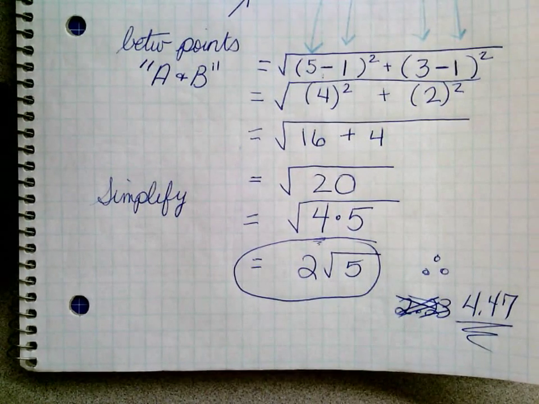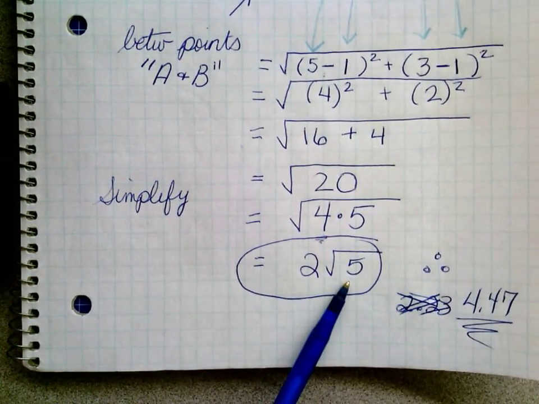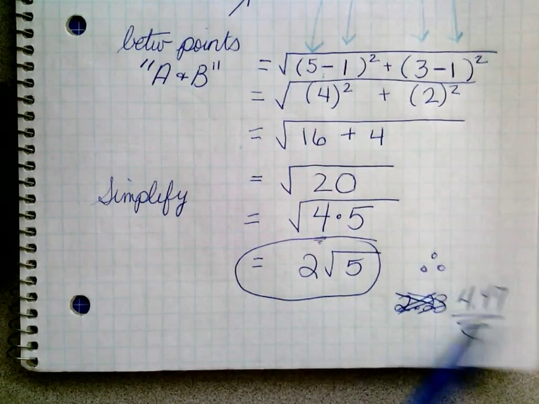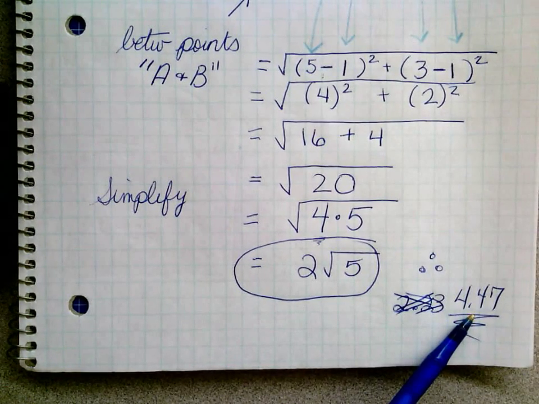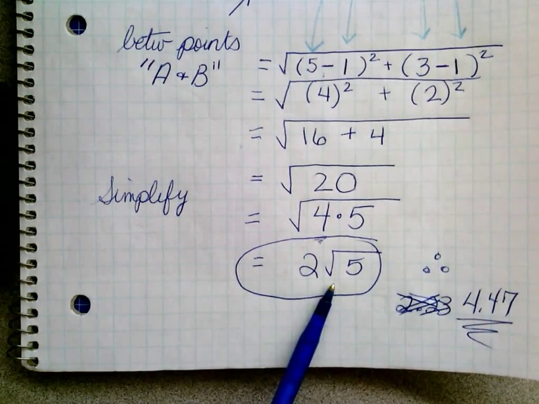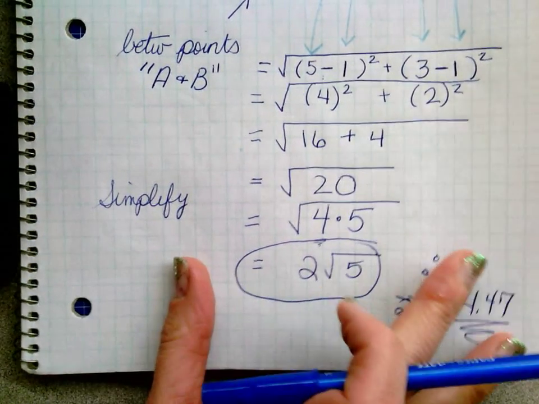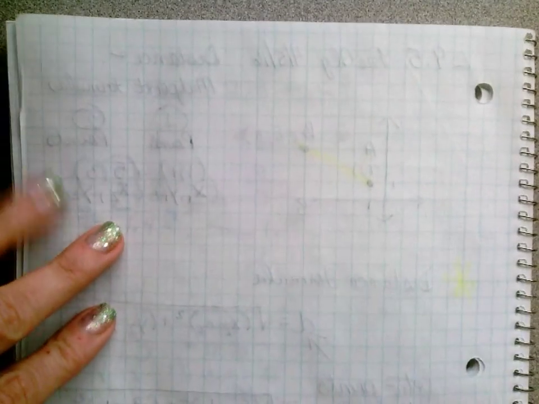Okay, does everybody see the difference between the two answer types? If it says simplify, this is what you give me. If it says to the nearest hundredth, you'll give me something like this. So, in other words, the distance between the two is 4.47 units, or 2 radical 5 units. All right? This is very similar to their example 1, top of page 477.